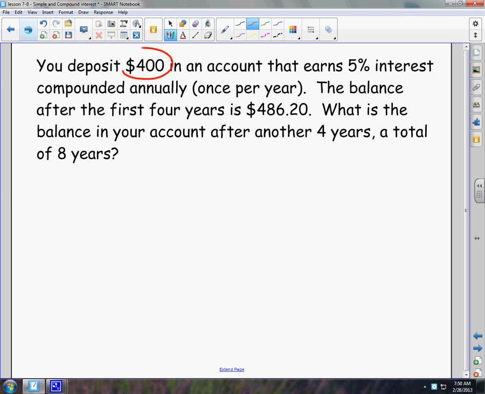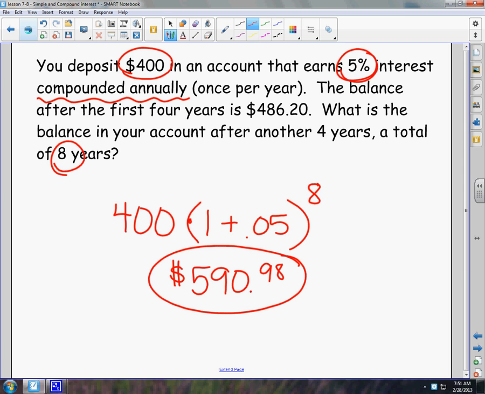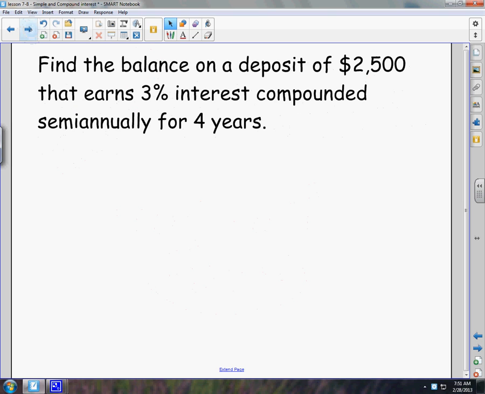All right, so you're going to start with $400. That's pretty simple. Okay, parenthesis. And it is going to compound annually. So that means I'm going to have 1 plus 0.05 because it's 5%. And then I'm going to have it to a total of 8 years. So I'm going to do 400 times 1.05 to the 8th power, and I get $590.98.